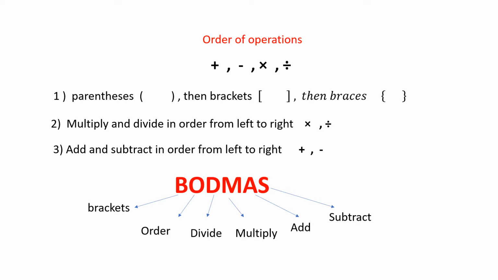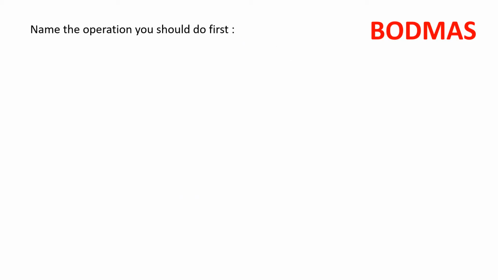Let's take one example to know how to use all of those rules to solve a question. Name the operation you should do first. If there is a question like 6 plus 27 divided by 3, what will I do first? Of course, I have to follow the word BODMAS. Let's do what is inside the brackets first, but there are no brackets here. So after that, in the question there is plus and divide.